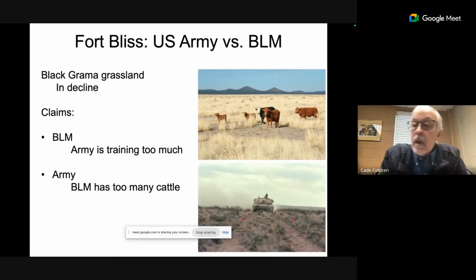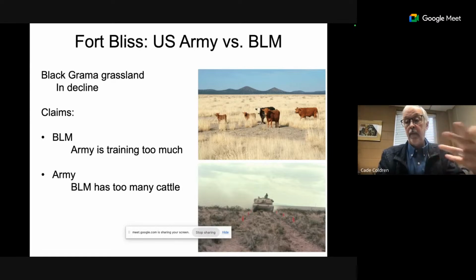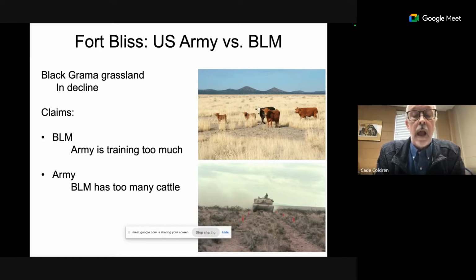So what I'd like to do is go through one project real quick that kind of shows you the value of a mechanistic approach to modeling. So that Fort Bliss, most of the reservation is in southern New Mexico, and it's actually BLM land that the Army leases. And that high desert grassland dominated by black grama has been in decline. And the BLM claimed that the Army was putting too many tanks out there. And the Army claimed that the BLM was running too many cattle. So they brought us in to look at it. And so we set it up.